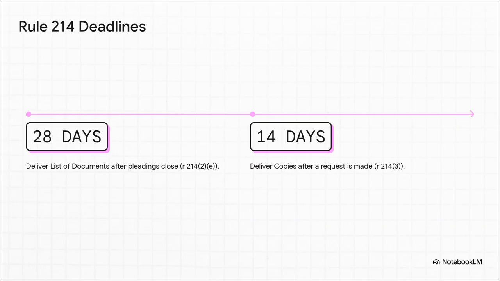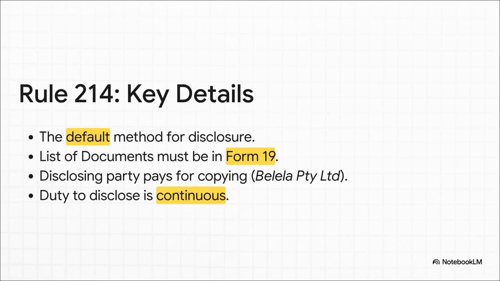Now for the deadlines. And you're going to want to burn these numbers into your brain. For your exam, these are non-negotiable. So under Rule 214, 2E, you've got 28 days. 28 days after the pleadings close to get that list delivered. Then, a new clock starts ticking the moment they ask for copies. Under Rule 214.3, you have just 14 days to get those copies out the door. Got it? 28, then 14. Lock it in.